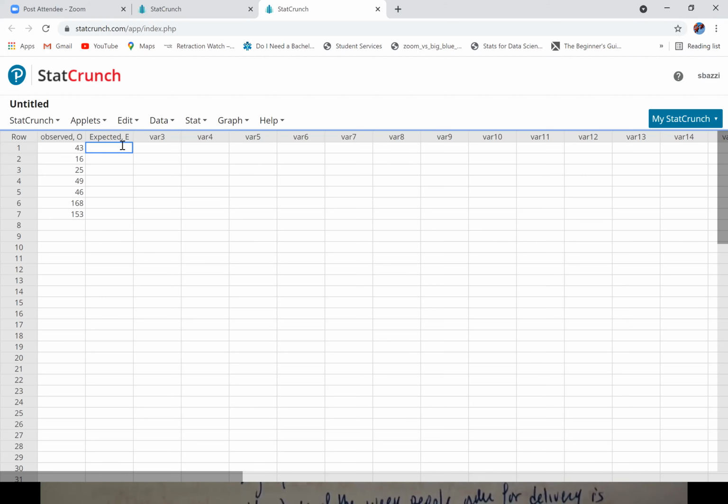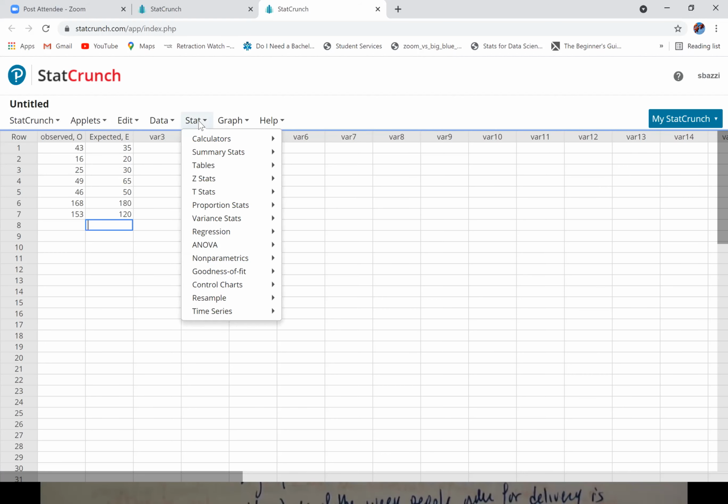These are the ones that you have to do by hand. So we got 7% of 500, which is 35. We got 20. We got 30. We got 65. We got 50. So for students who said that doesn't show on their calculator, they can also use StatCrunch to do this problem. Watch, very easy now. You go to stat. You see where it says goodness of fit right here. Chi-square test.